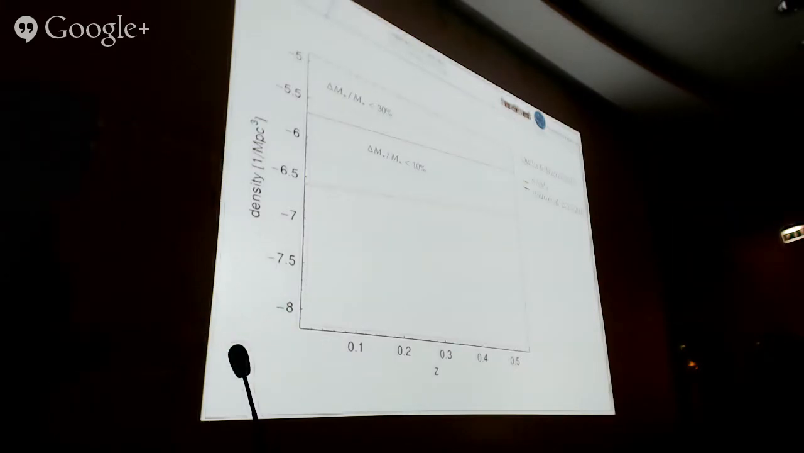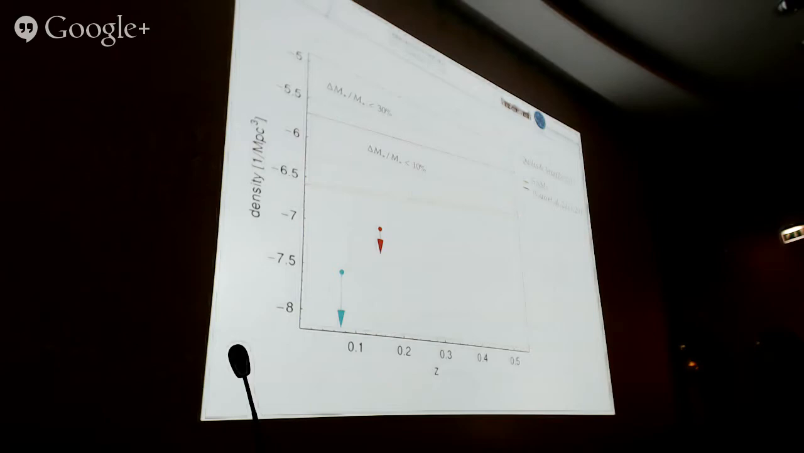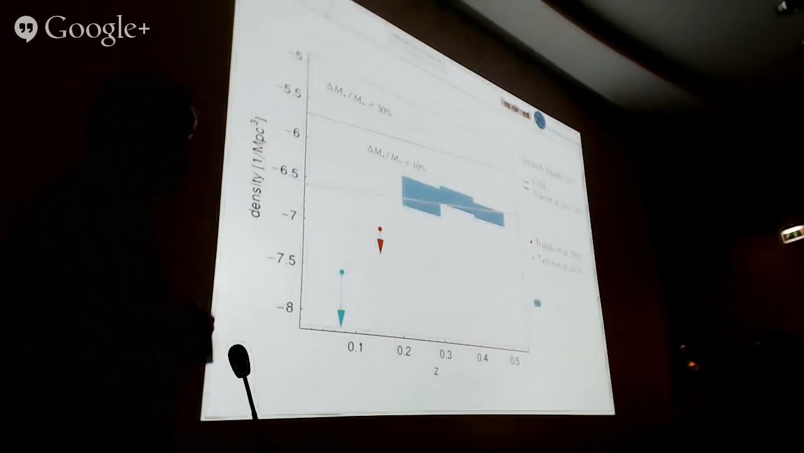The model from De Lucia and Blaizot provides larger density. In this model, they take into account just those galaxies which have increased in mass by a fraction smaller than 30% and 10% of the initial mass. These two results are from some recent results in the literature, which have found at most one system, so a very low density, which is not consistent with predictions from simulation. And these are our results.